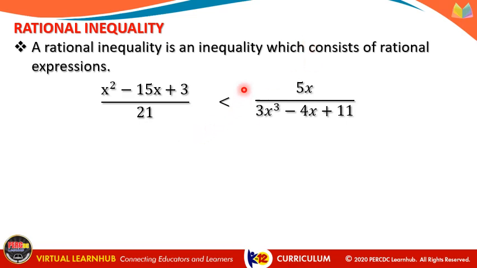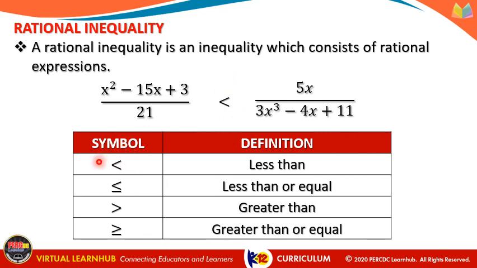So halimbawa, di ba, ito, less than. Of course, aside from less than, pwedeng less than or equal, greater than or equal. So again, this is a rational inequality. Inequality siya na kung saan yung left side at yung right side ay parehas na rational expressions. So ngayon, ang focus natin is, okay, meron tayong inequality. Ano ngayon yung mga values ng x that will satisfy this inequality?